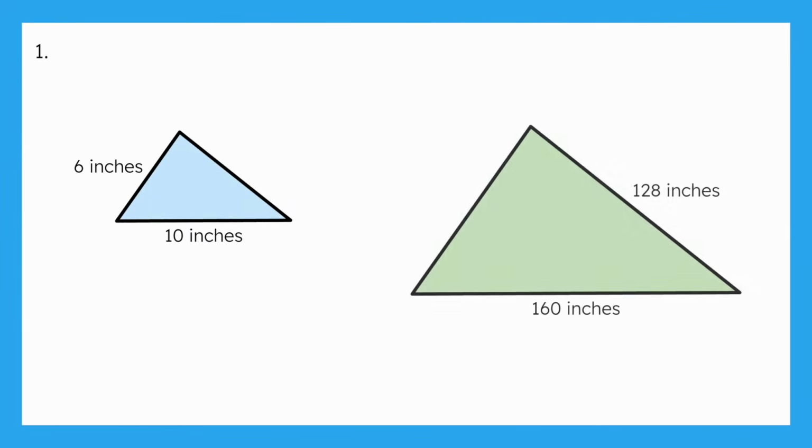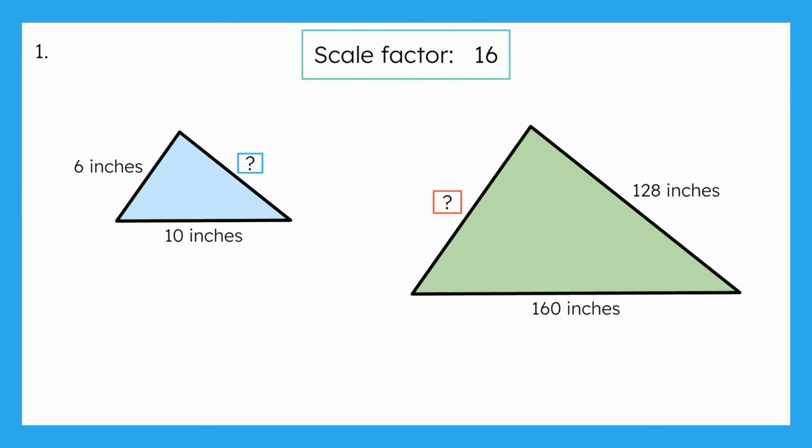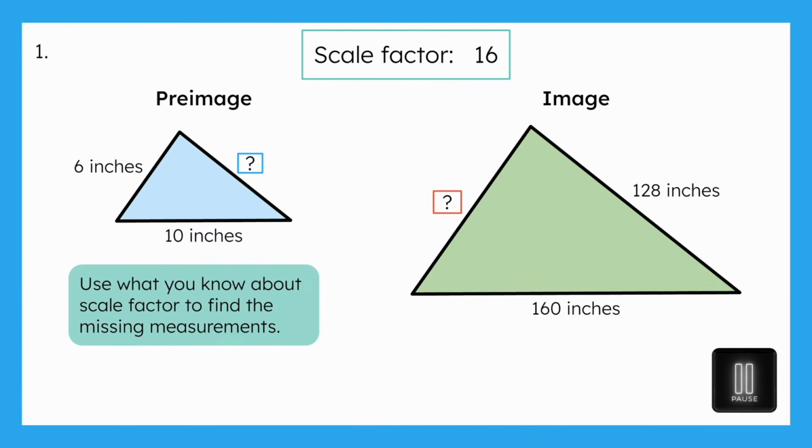In my town square design, I'm also including a grassy lawn for people to have picnics and watch performances. Now that we know the scale factor is 16, let's use it to fill in some missing measurements. We know that we need to multiply the pre-image, which is the blueprint drawing, by the scale factor to get the measurement of the image, or the real-world lawn. 10 times 16 is 160, so it looks like we're off to a good start here. Use what you know about scale factor to find the other missing measurements.